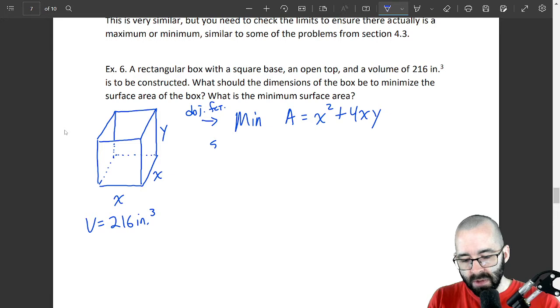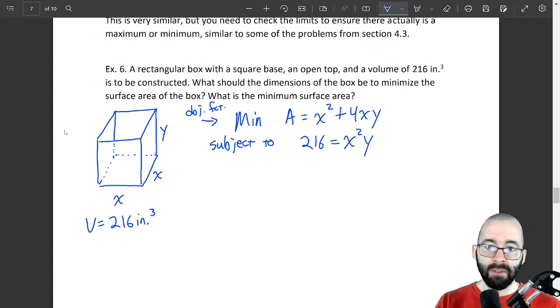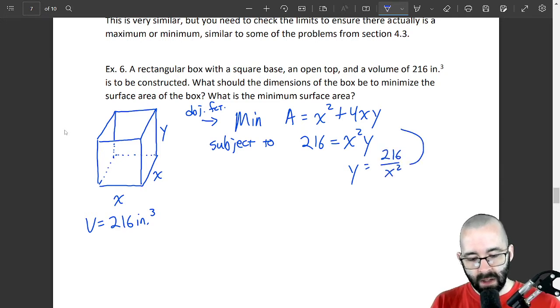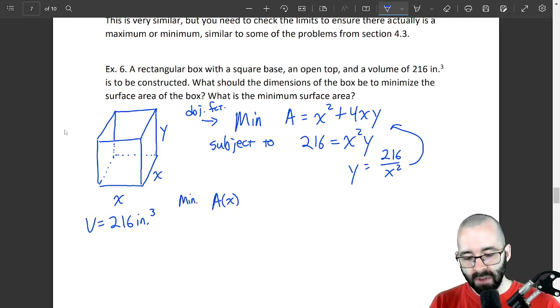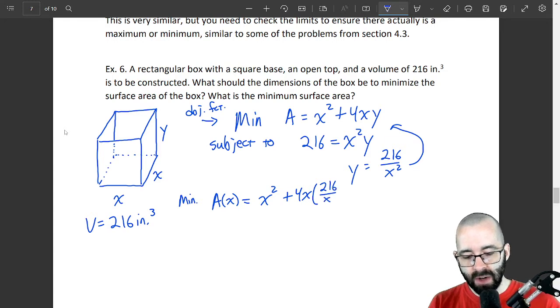And we know the constraint, that the volume is 216 inches cubed. But what is the volume? It's the area of the base times the height. So if we want our area function to have only one variable, let's solve for a variable in our constraint equation. Solving for y is probably the easiest, because now you can just plug that in to get an area formula that's a function of only one variable. A is a function of x, and it's x squared plus 4x times y, which is 216 over x squared.